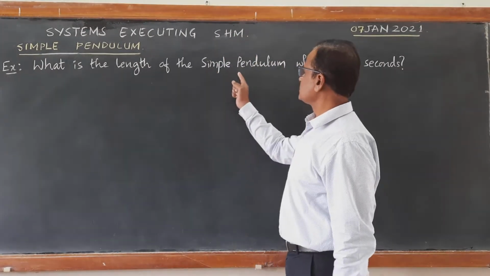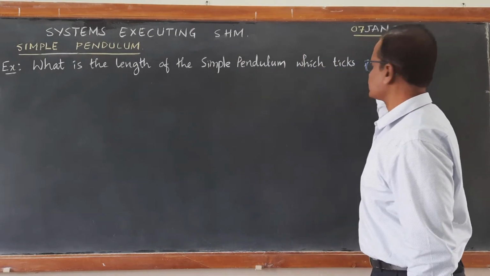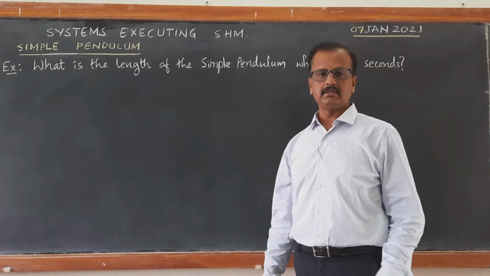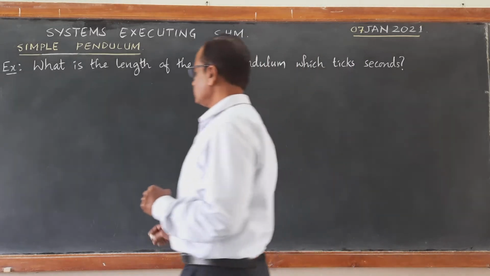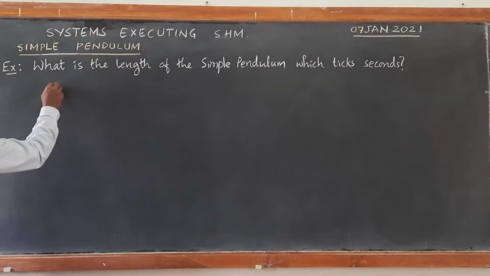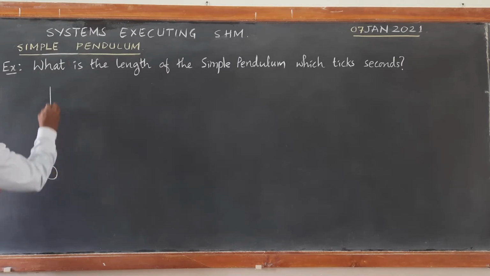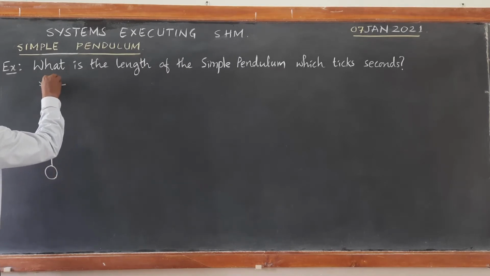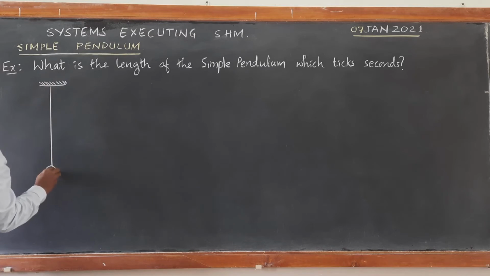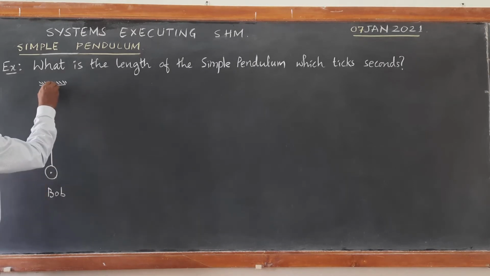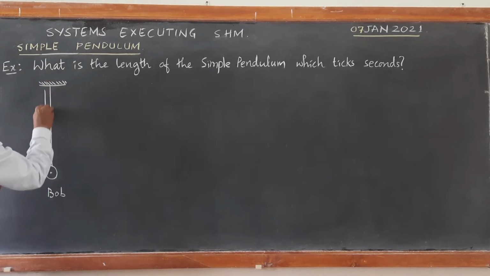What is the length of the simple pendulum which ticks seconds? The question is very simple. What does it mean? Suppose this is the pendulum. The length is measured from the center of the ball, from the center of gravity of the ball, to the point of support. This is the length.